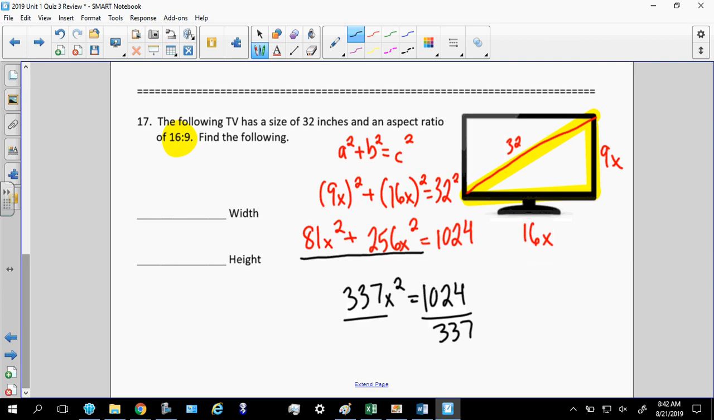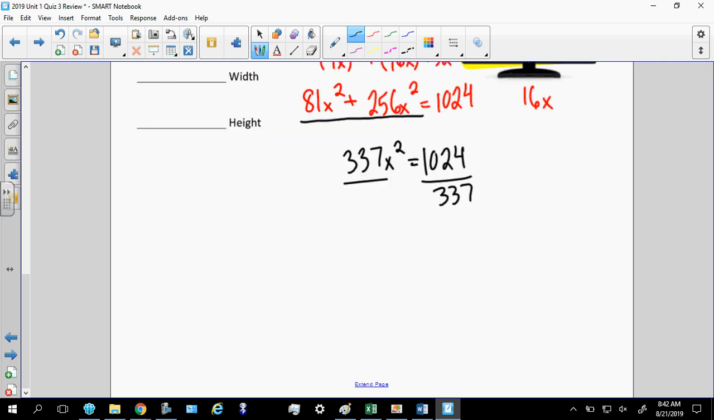And when I do that, from my experience, once students see me do this one time, even my most struggling math students, they tend to remember this. So x squared is equal to 3.04. I have to undo the square by square rooting. x is equal to 1.74.